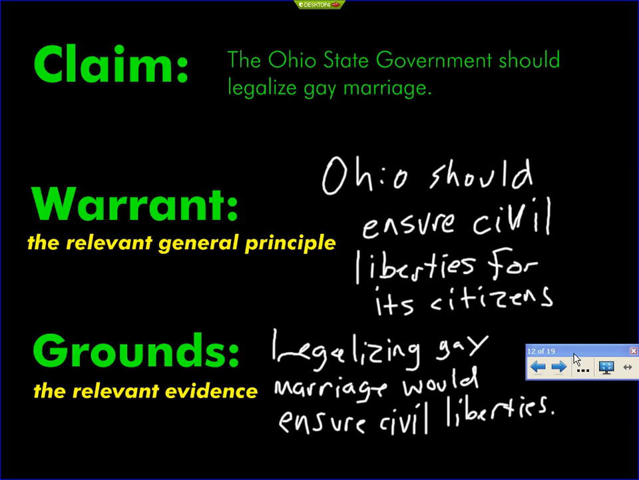She's going to need to define that and explain what she means by civil liberties, and especially explain how marriage is a civil liberty, and add some detail from other sources, perhaps the Ohio State Constitution itself, perhaps the U.S. Constitution, perhaps other people's writings on civil liberties, and talk about how civil liberties are defined in our society. Then what does she need to do?